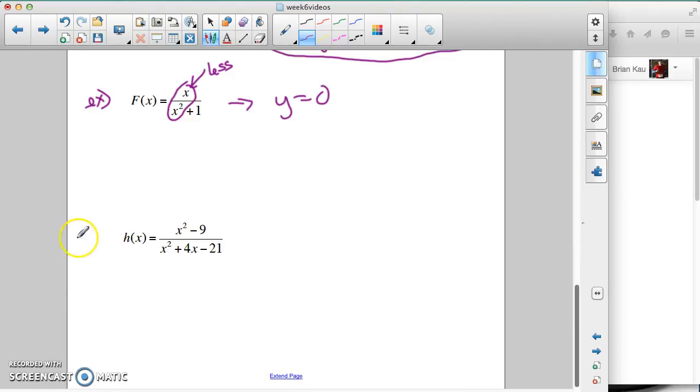Now let's look at this last one. Oh, we did factor this. Now these are the same. Highest powers are the same. That means we would divide those two highest powers. The highest power being x squared over x squared. We divide those two terms with the highest exponents on them and we get 1. So y equals 1 is our horizontal asymptote.